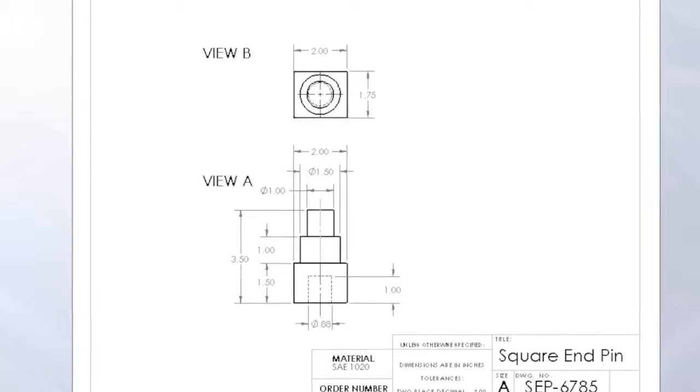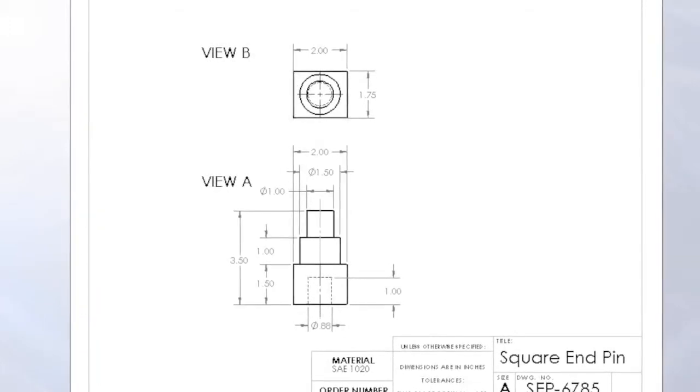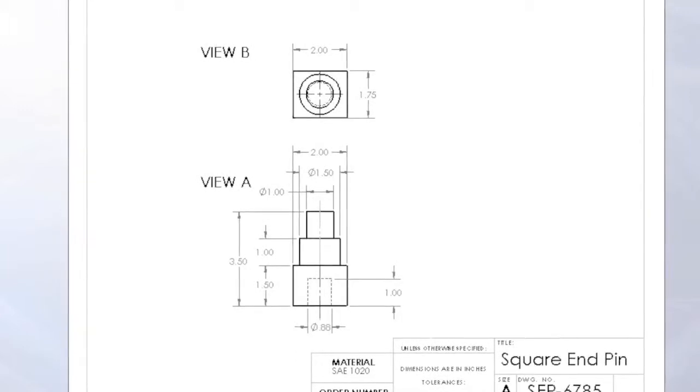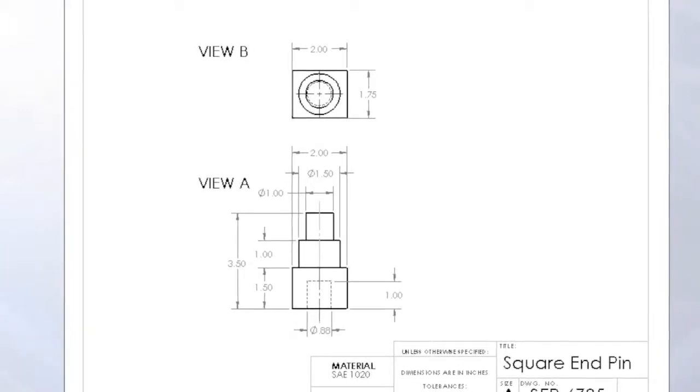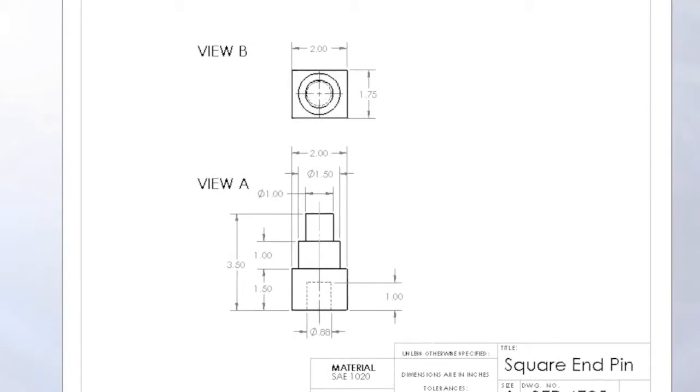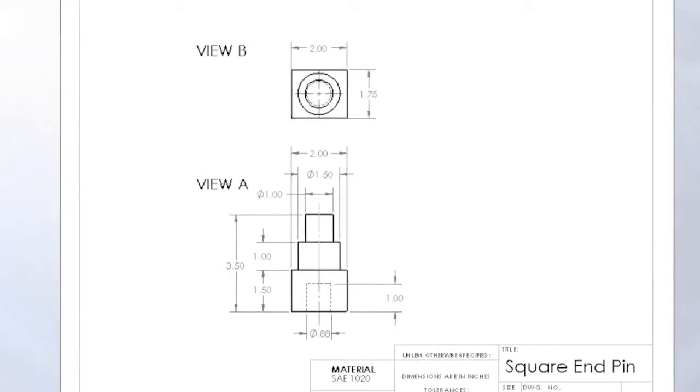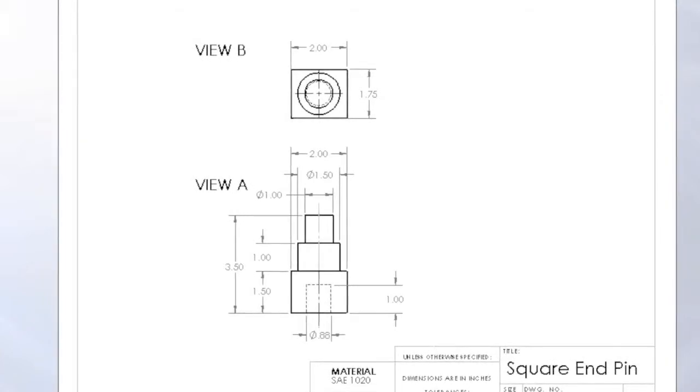Consider the following drawing. In this two-view drawing, we have the front view and top view of a square-ended shaft. Can you tell which view is the front view? Which view best describes the overall shape of the shaft?